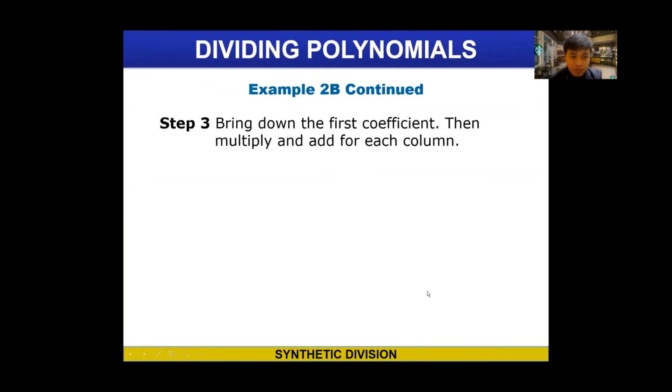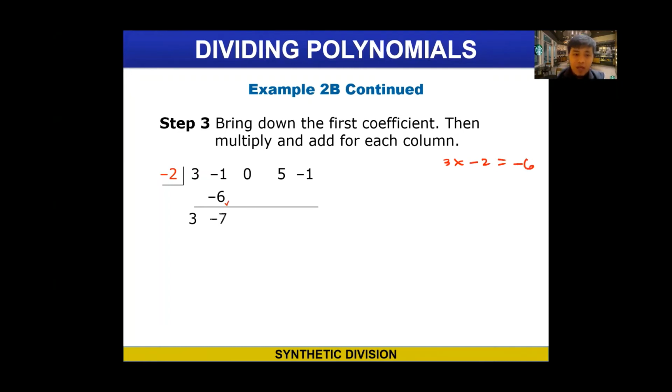Okay. Step number 3, bring down the first coefficient, then multiply and add for each column. So we bring down 3, and then after that, we multiply 3 times negative 2. 3 times negative 2 is negative 6, and we put it here.